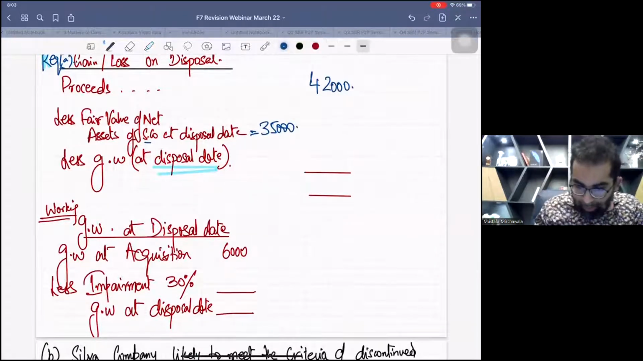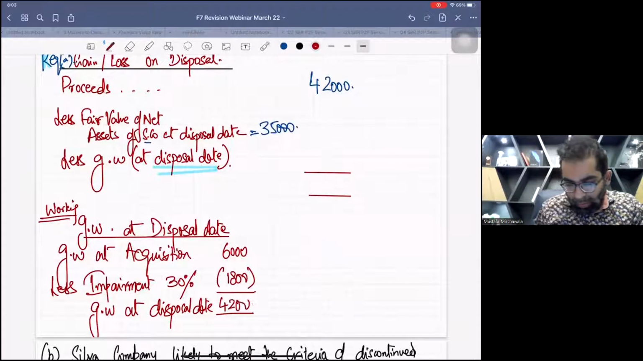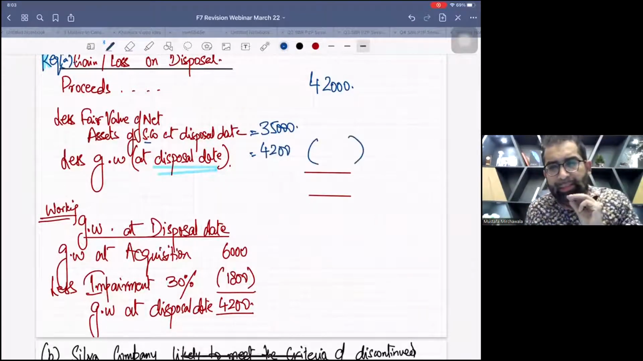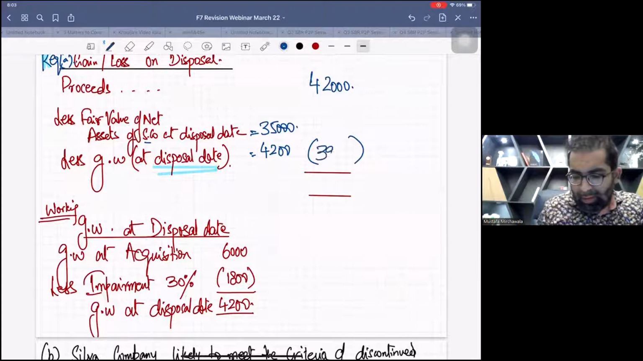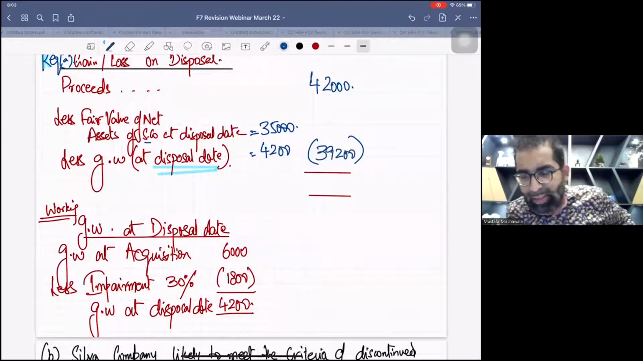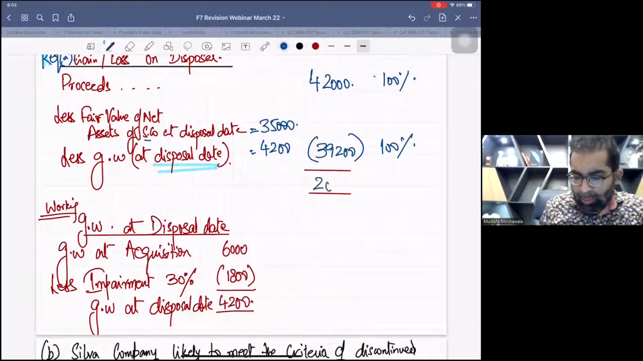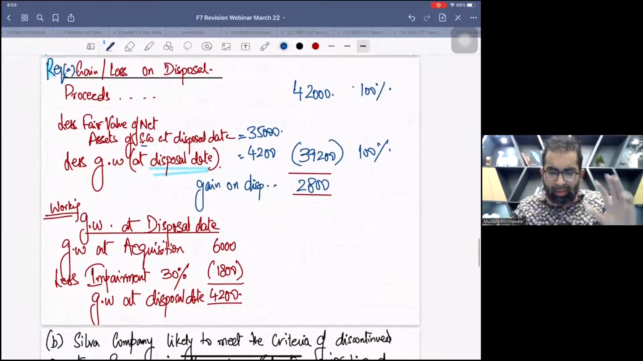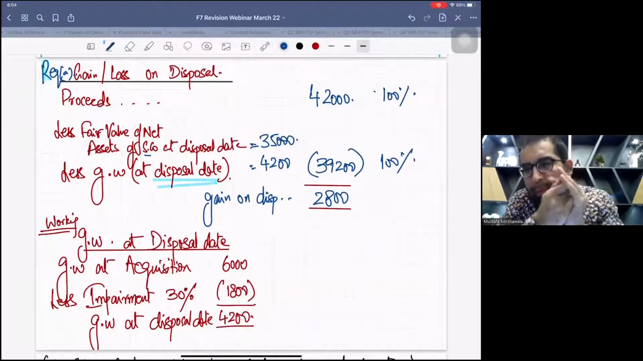But it was impaired by 30% in between the journey. So now at disposal date, this is only 4,200. So now let's subtract these two. Everything is 100% now, so no NCI. So you will get the exact gain: 2,800 is the gain on disposal. You scored 2 easy marks.